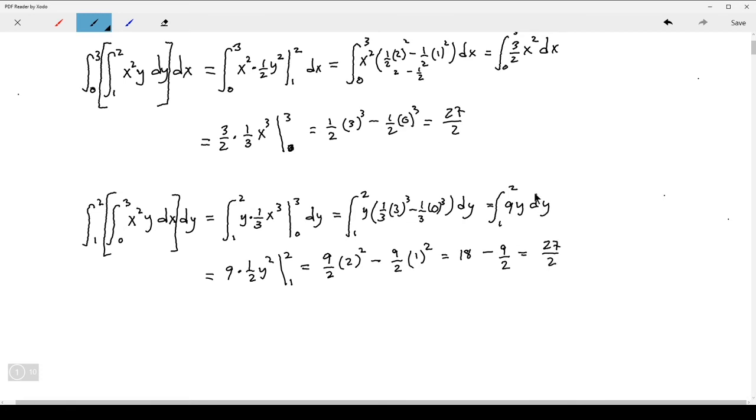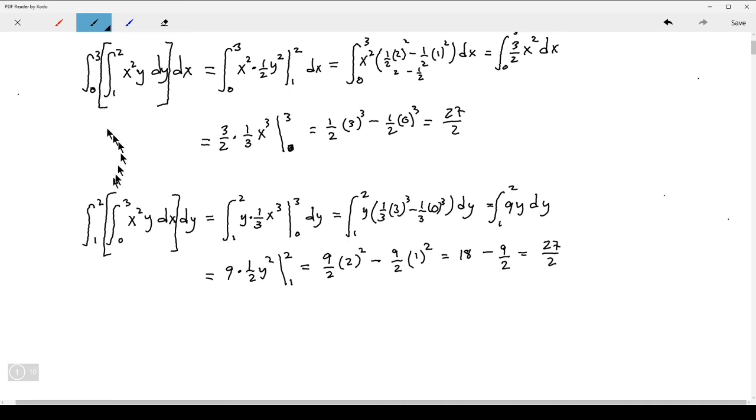Okay, so the question now is, does it matter what order you do the integration in? And the answer is no, with a caveat. In order for us to be able to swap the order of integration, you need to have a continuous function on the rectangle that we're looking at. In the case of this particular problem, the rectangle is where x goes from 0 to 3 and y goes from 1 to 2.